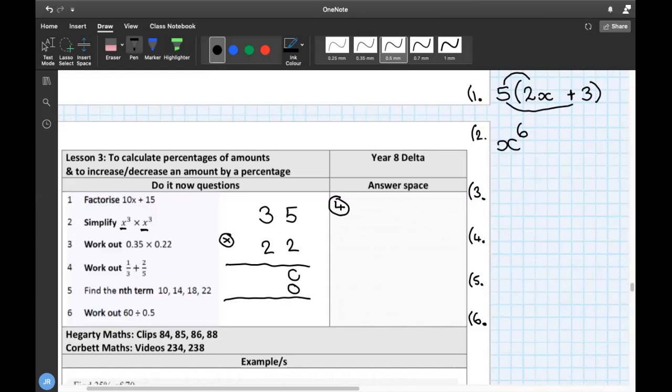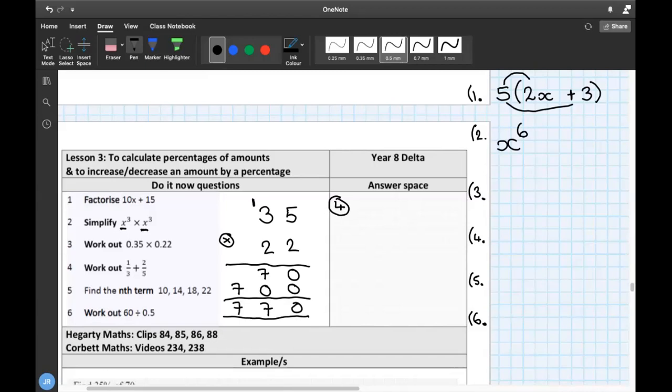5 times 2 is 10, carry the 1. 3 2s are 6, add the 1, 7. Next, 5 times 2 is 10, carry the 1 again. 3 times 2 is 6, add the 1, 7 again. We now need to add. 0 adds 0, 0, 7 adds 0, 7, 0 adds 7, 7.